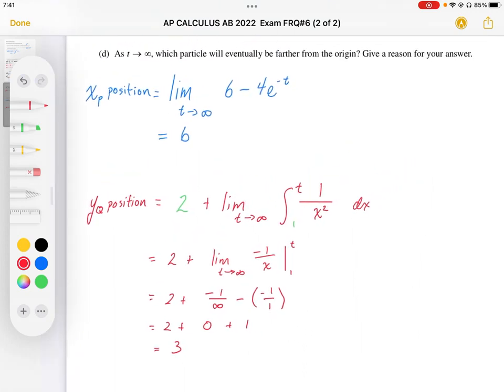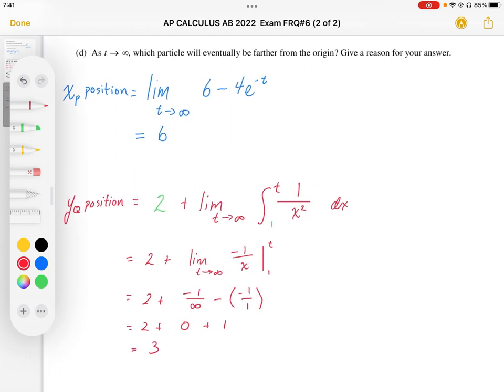So which particle will eventually be farther from the origin? The x particle will be further, because it's going to be 6 units from the origin, whereas the y particle will be 3 units from the origin.